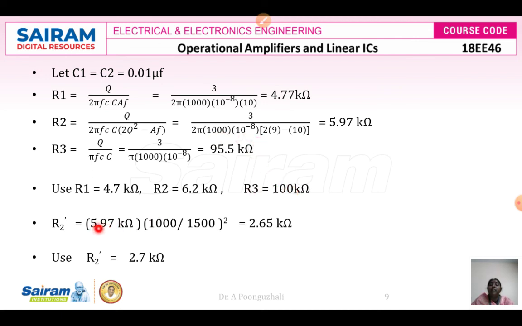Now if I change to a new frequency of 1500 Hz, the new resistor value R2 dash is nothing but 5.97K, the old value, into the ratio of the old frequency, 1000 Hz, divided by the new frequency, 1500, the whole square. If I find it, R2 dash is going to be 2.65 kilo ohms. So we can choose R2 dash to be 2.7 kilo ohms.